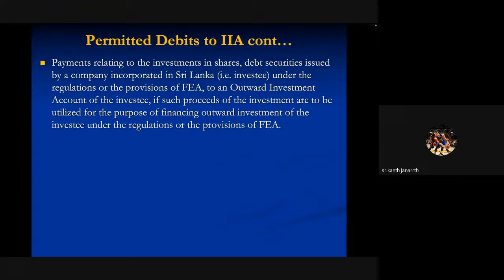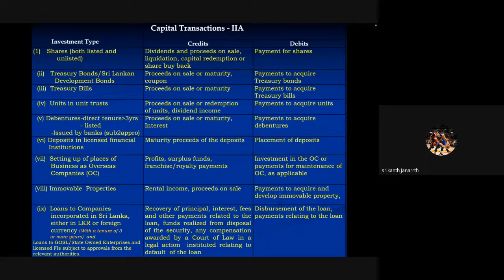We will look at the outward investment also, but for the moment, let us complete this IIA. So now you know what an IIA is. Once again, these are the investment opportunities, right?